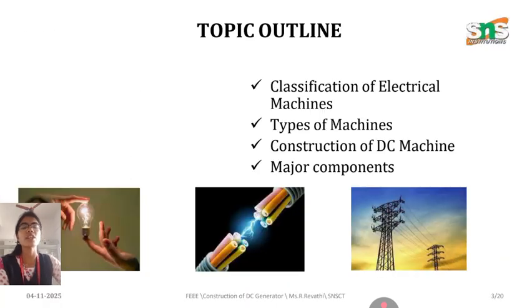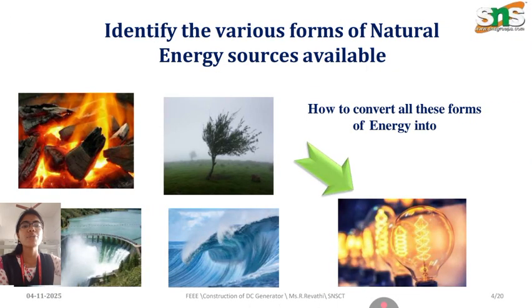So what are all the topics we are going to discuss: classification of electrical machines, types of machines, construction of DC machines, major components. So identify the various forms of natural energy sources available.